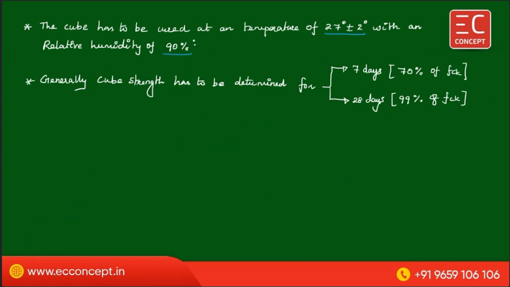And this is the curing temperature and humidity, and the cube will be tested for 7 days and 28 days, and the strength is 70 percentage of FCK after 7 days, and 99 percentage of FCK after 28 days. So that's the thing. The first introduction is over. The next part is we have segregated the compressive strength.